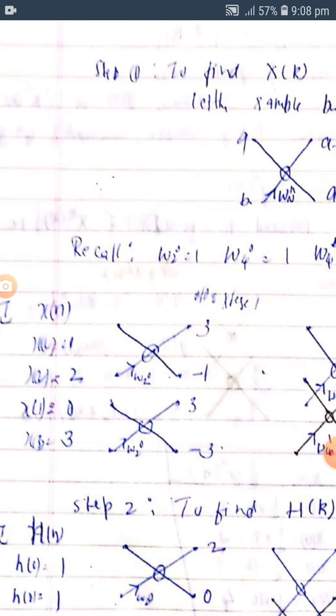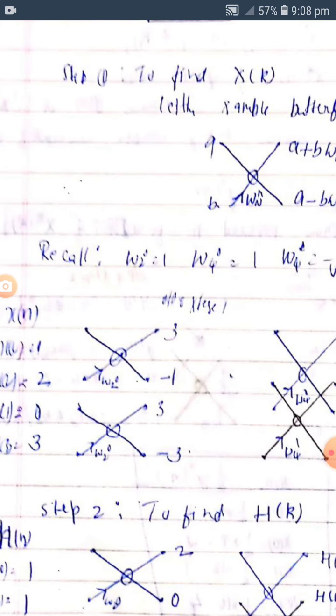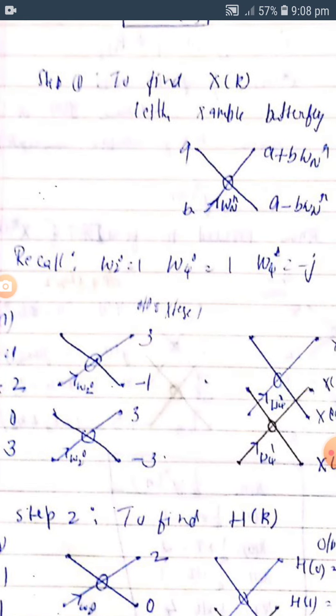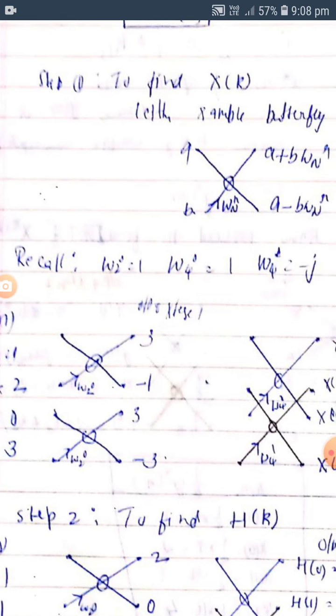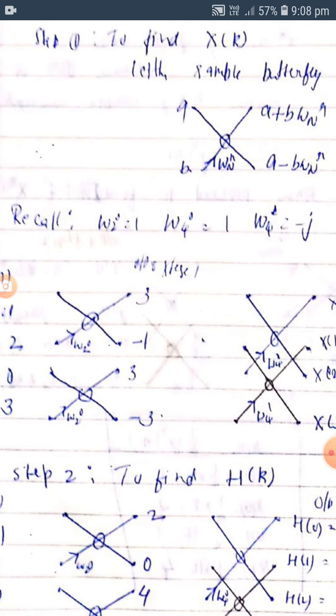Then make the first two lines one group, and the next two lines another group. Then there will be two lines. Leave the first line. For the second line you have to write omega 2 power of 0, which will be 1. The first output, A, will be 1, going directly to A. Then 1 plus 2 into omega 2 power of 0, which is 1. 1 into 2 is 2, and 2 plus 1 will be 3.